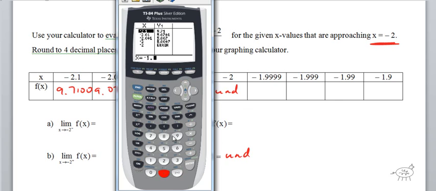Negative 1.9999, enter. Negative 1.999, enter. Negative 1.99, enter. And negative 1.9. Okay, so we can see we're approaching from the other side. Let me just write these in again.